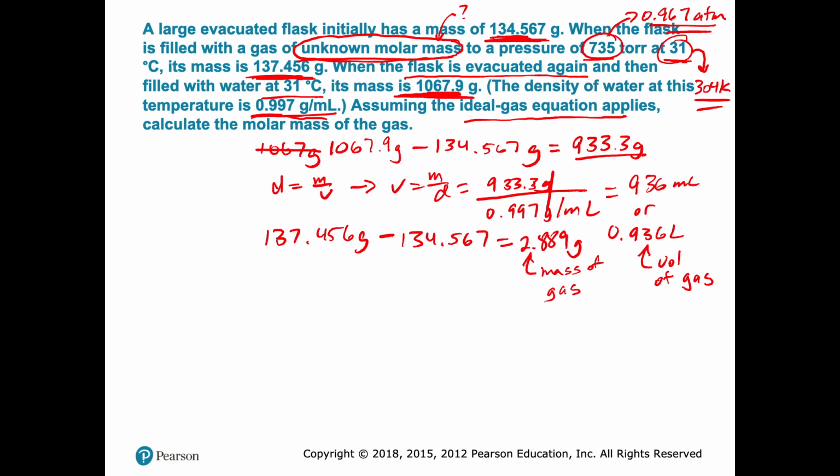Now that we have the mass of the gas and the volume of the gas, we can figure out the density of the gas. So d equals m over v, which means 2.889 grams divided by 0.936 liters. That gives us a density of the gas of 3.09 grams per liter. Awesome. And you know why this is awesome? Because we have this density of the gas.